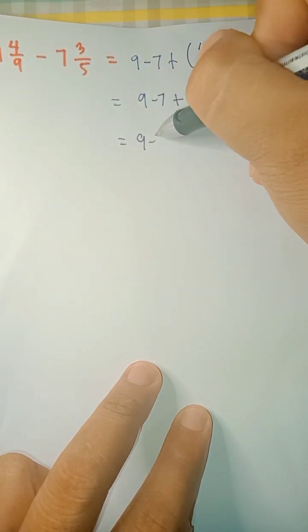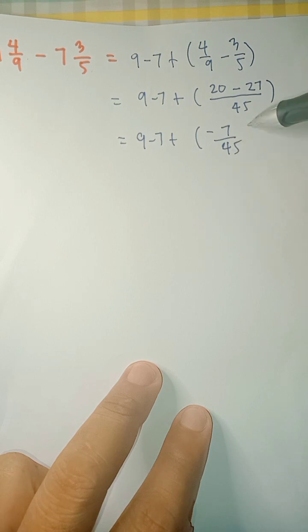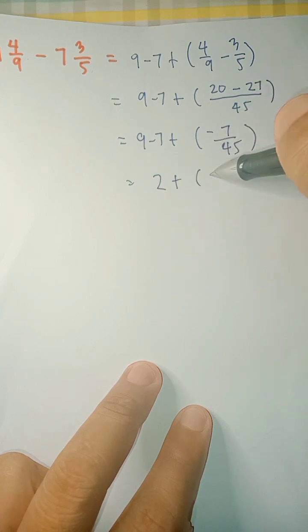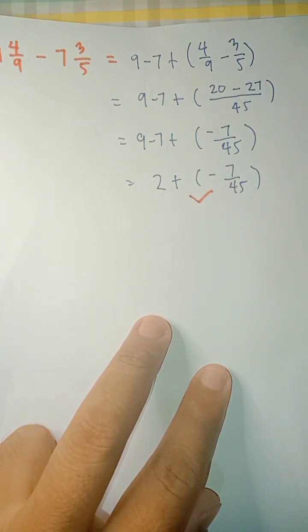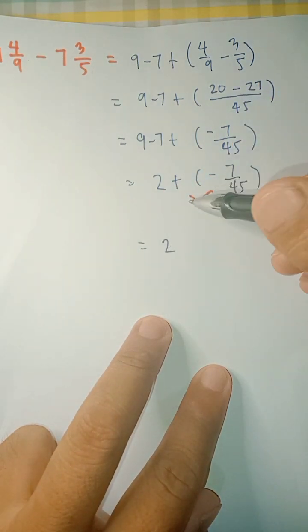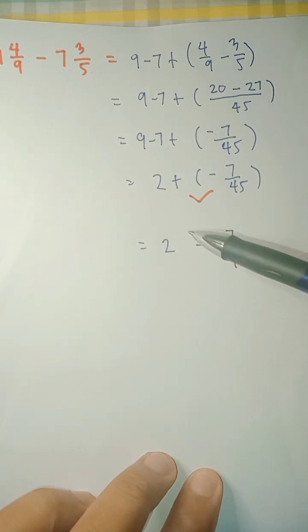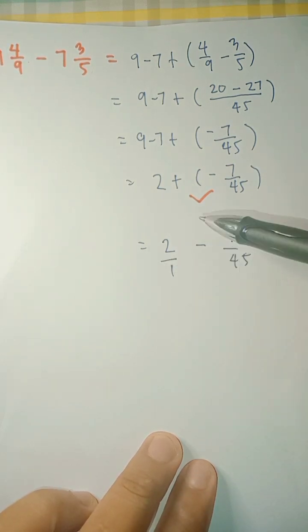Right? So 9 minus 7 plus. Now 20 minus 27 is negative 7. Then copy 45 as the denominator. Now 9 minus 7 is 2. Then plus negative 7 over 45. Now plus a negative should become negative. So 2 minus 7 over 45. Then any whole number is understood to have a denominator of 1, right? So we have to subtract 2 over 1 minus 7 over 45.